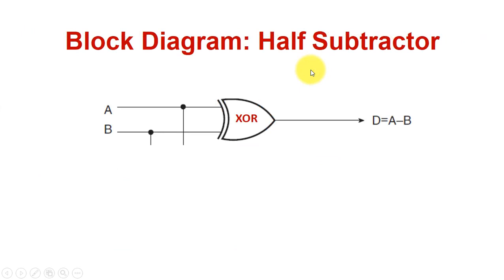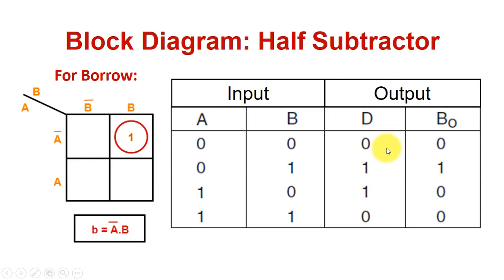Now the block diagram of the half subtractor. So we have understood that when we apply the XOR gate and provide the input A and B, it helps us to calculate the difference D is equal to A minus B. Now let us move towards the calculation of the expression for the borrow.